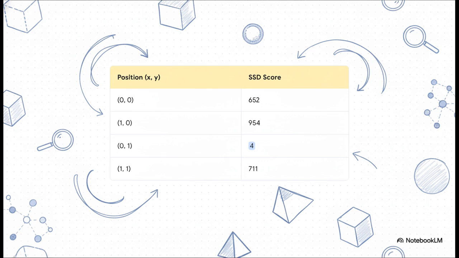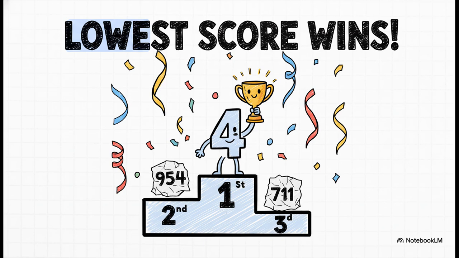And this table shows us the results. After checking all 4 spots, one of these things is not like the others. Would you look at that? At position 0,1, the score is a tiny little 4. I think we have a winner. And that's really the whole trick. The lowest score wins, period. The computer now knows, with pretty high confidence, that it's found the matching patch of pixels in the other image. It's simple, it's elegant, and it's seriously powerful.